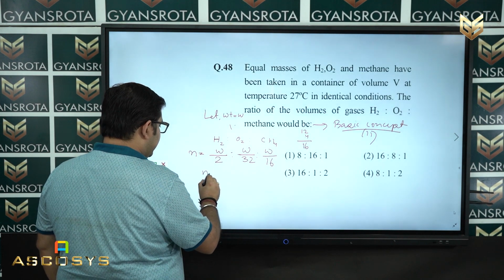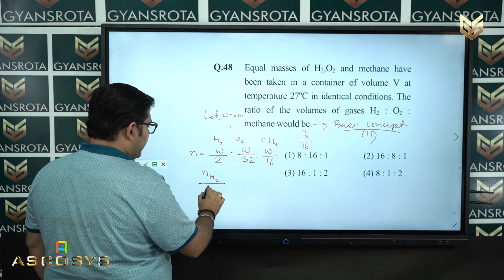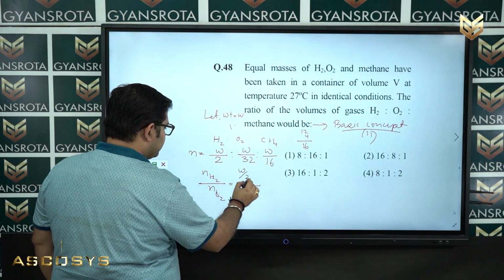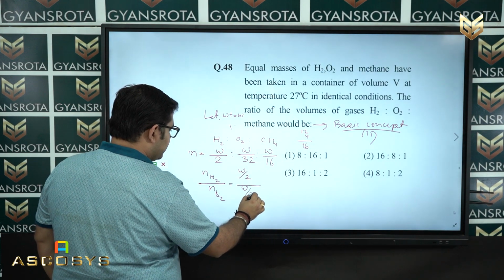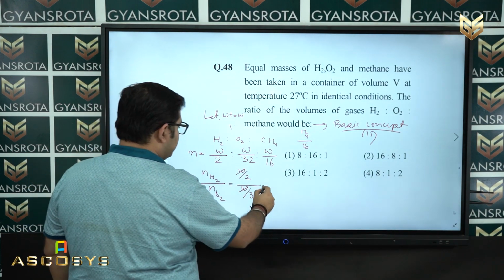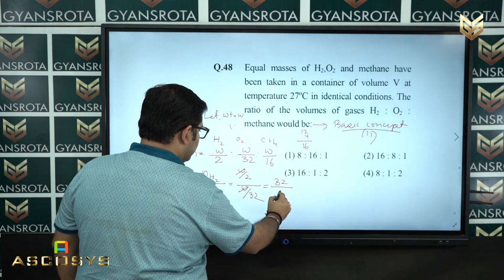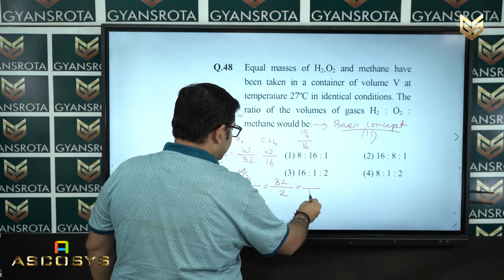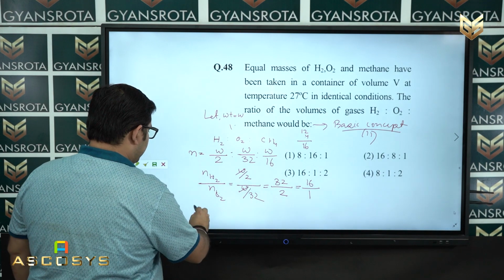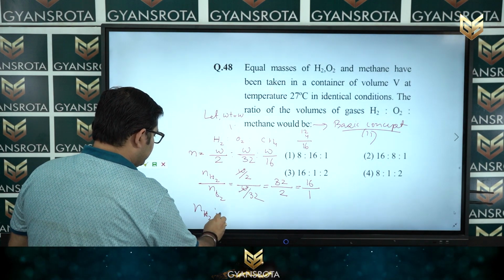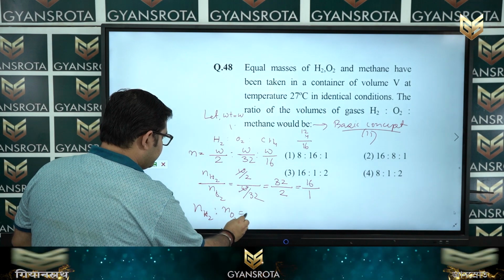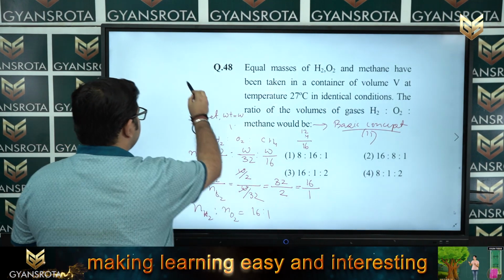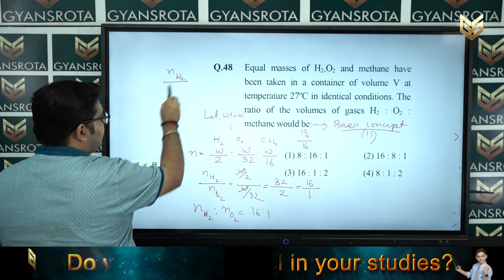Now let us take the ratio of nH2 by nO2. What are you obtaining here? W by 2 and W by 32. W will cancel out, 32 will go up and 2 will go down. So it will come as 16:1, that means nH2 is to nO2 is 16:1. Now take nH2 by nCH4.